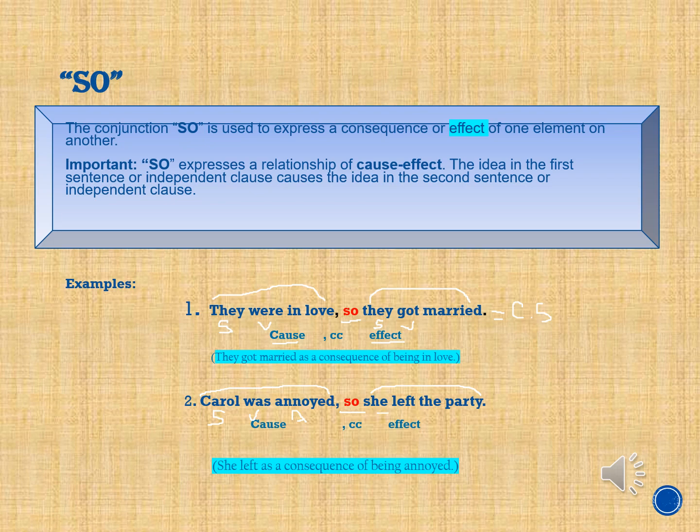She left the party is my independent clause. She is my subject. Left is the verb. The party is my complement. She left the party, okay? The cause was the situation, how she felt at the moment, and the effect is that she left. See, cause and effect. Got it? Perfect.